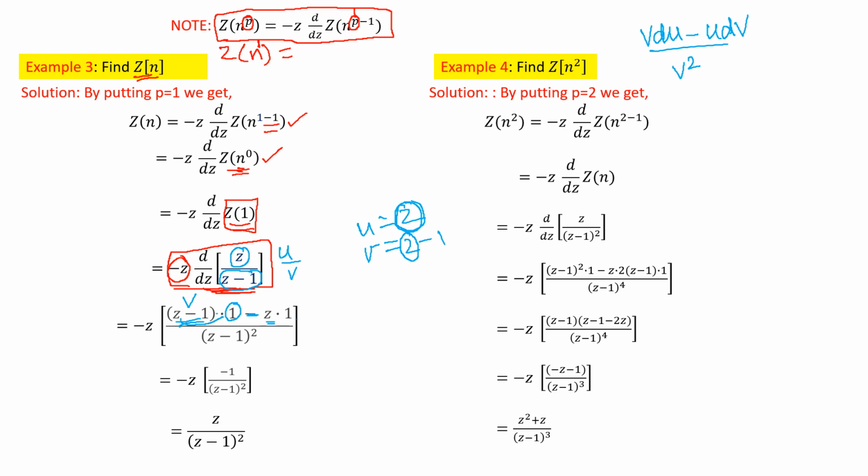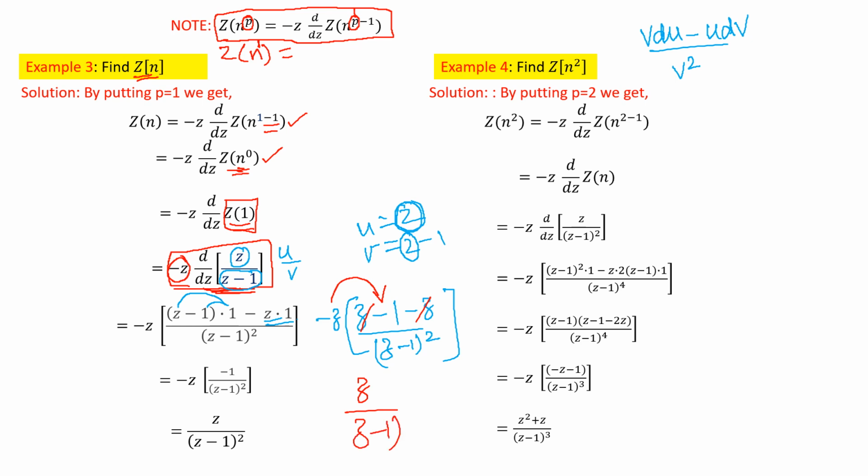So this will be z. We have minus z outside. Okay. And if I multiply this one, z times 1 will give you z. This will be minus 1. And here we have z times 1, which is z with the minus sign, minus z. So this all divided by z minus 1 the whole square. So this plus z minus z get cancelled. Minus z times minus 1 will be plus z. So we have concluded that the answer is z over z minus 1 the whole square.